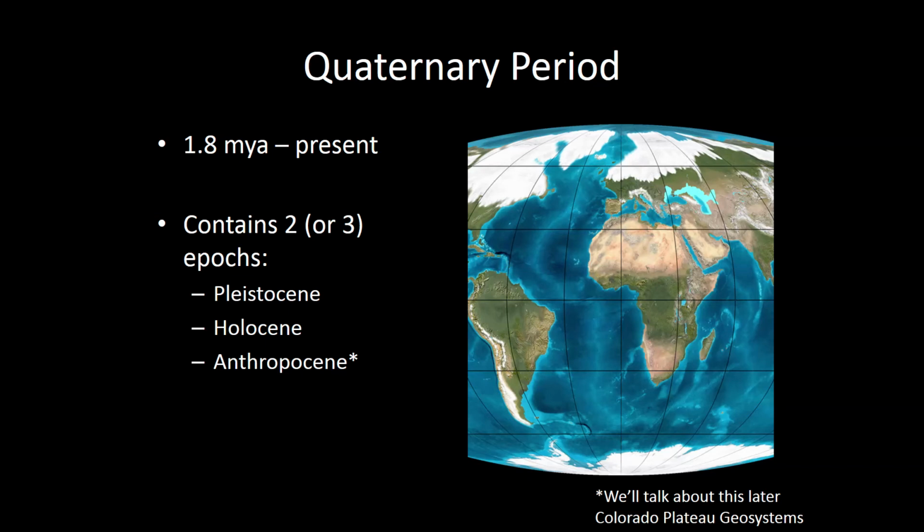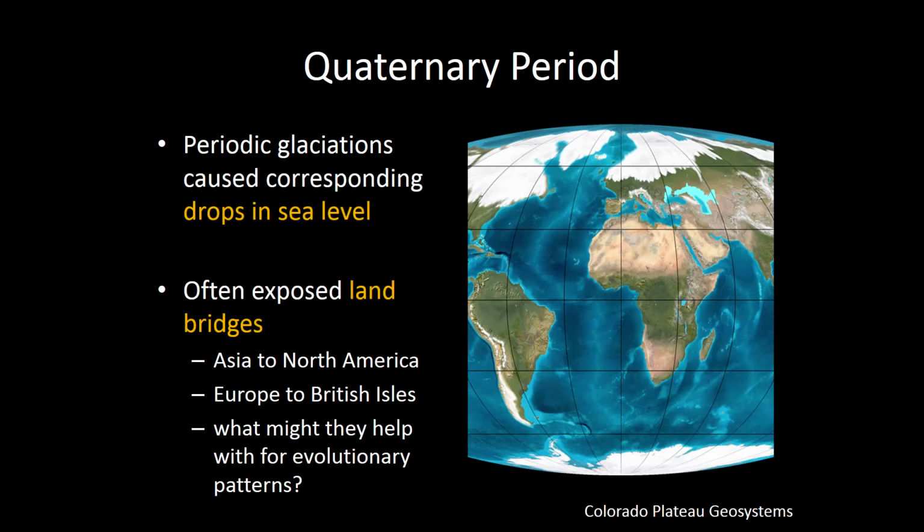Now, we'll talk about this a little bit later, and again, I don't need you to know these names. The Anthropocene is something we'll talk about a little bit later. That's why there's a star next to it. But the Quaternary covers a couple different pieces. The Pleistocene, the Holocene, which is where we are technically in right now, and the Anthropocene. The Anthropocene is the only one I'm going to ask that you remember by name, but I promise that you probably will by the end of this lecture anyway. All right, so we have periodic glaciations that cause corresponding drops in sea level. A drop in sea level is called a regression. I paused so you could fill in the word.